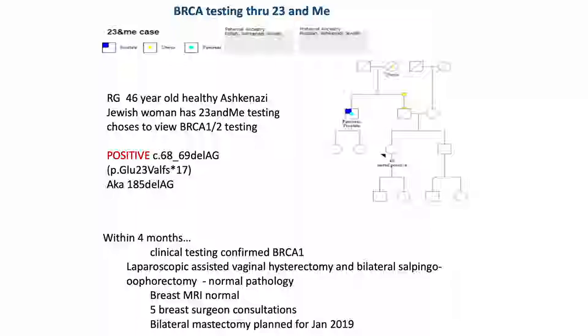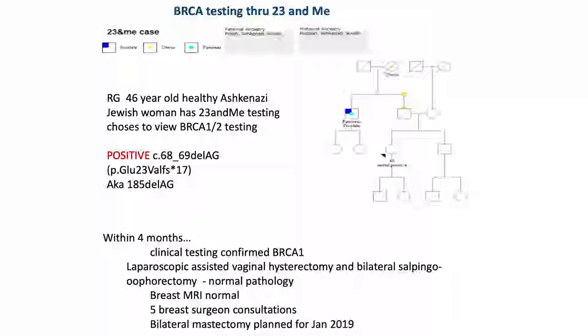This has been for about the last year that this BRCA testing has been available. A 46-year-old lady comes in, she did 23andMe, she has one of these common mutations. Within 4 months of having done the 23andMe testing, she went in, had it clinically confirmed, she indeed carried that mutation. She had a hysterectomy, had her ovaries removed, she's 46 years old. She had a breast MRI, she visited 5 breast surgeons, plastic surgeons, and had planned to have a bilateral mastectomy within 4 months of the initial diagnosis.